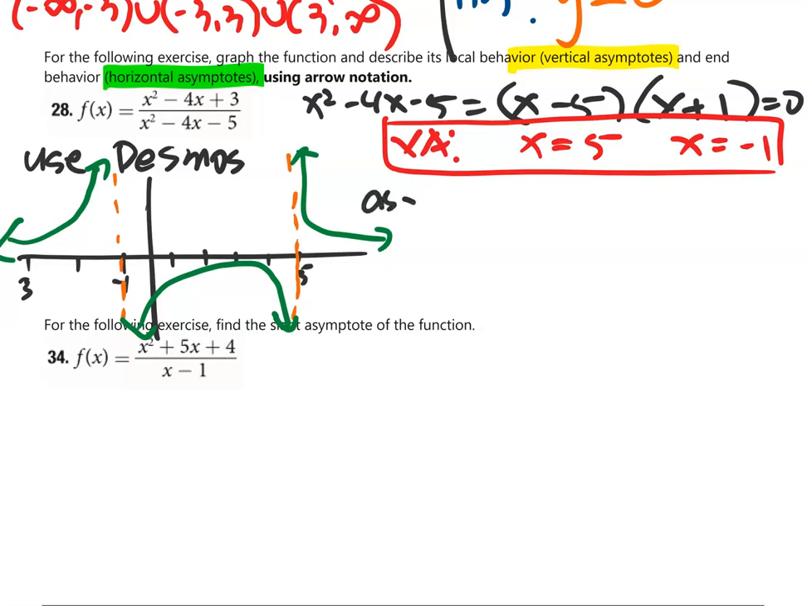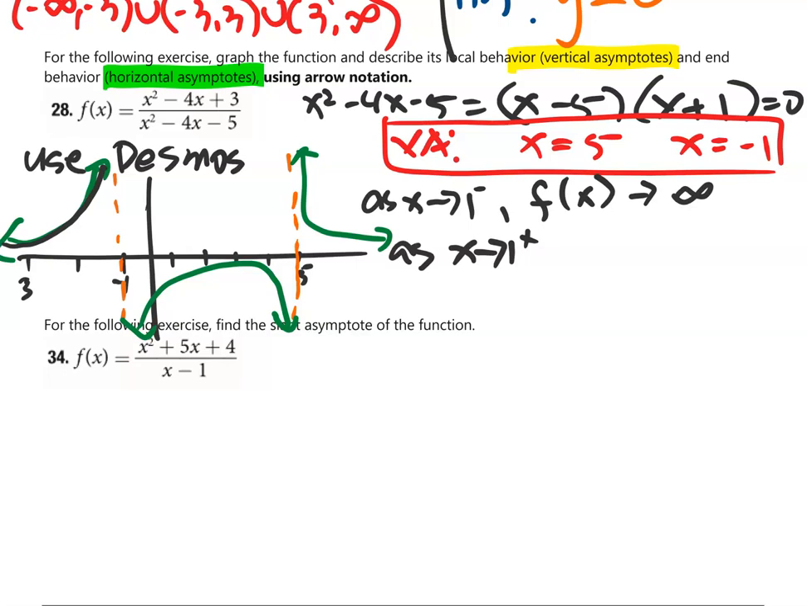So as x approaches -1 from the left, if you follow this green graph here, it goes up. So f of x approaches positive infinity. And as x approaches -1 from the right, so that is this graph here, it goes down. So f of x approaches negative infinity.